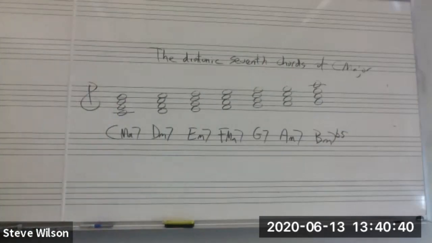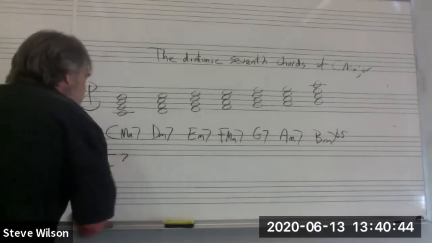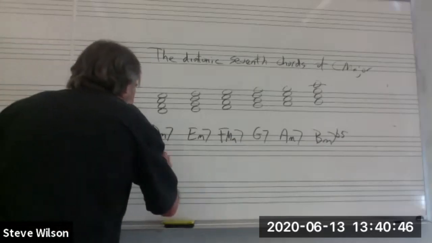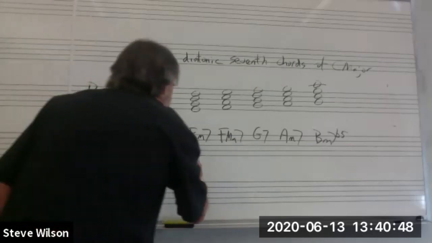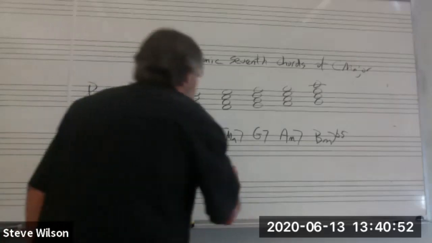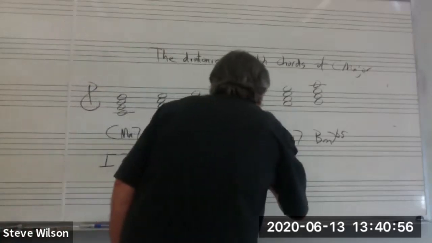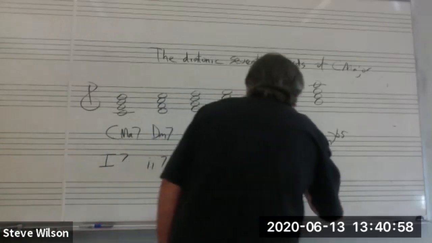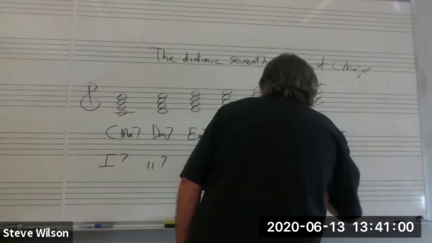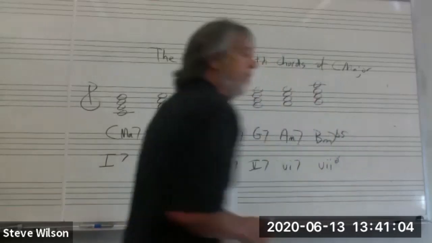Here's C major. In fact, let's go ahead and put these. 1 7 is a major 7. 2 7 is a minor 7. 3 7 is a minor 7. 4 7 is a major 7. 5 7 is a dominant 7. 6 7 is a minor 7, and 7 7 is a half diminished.